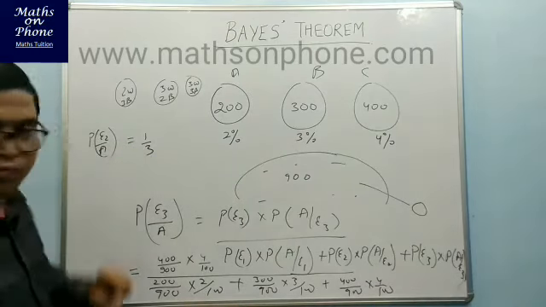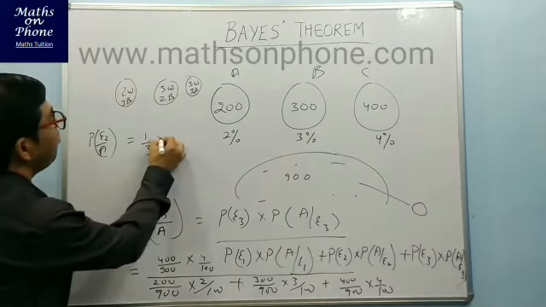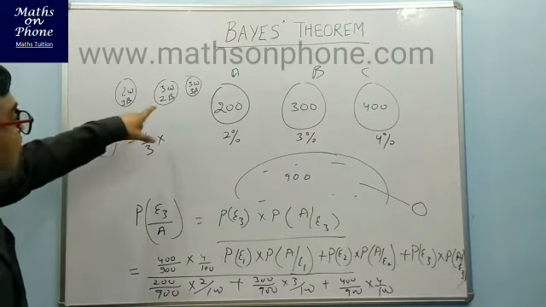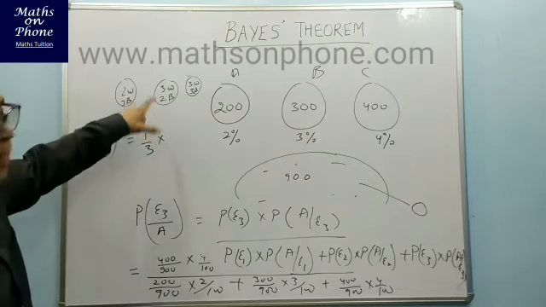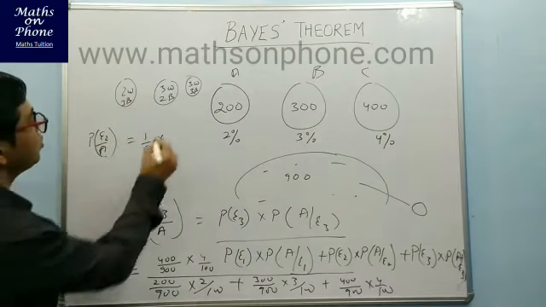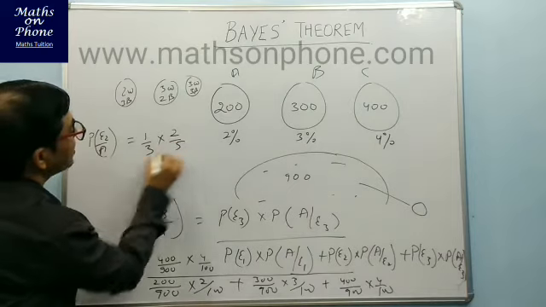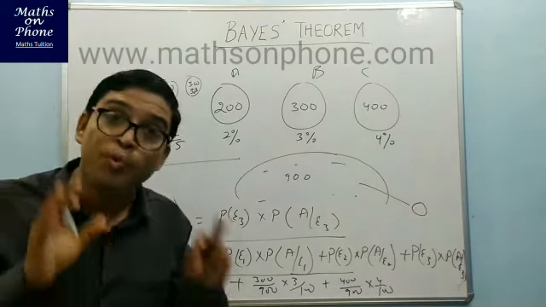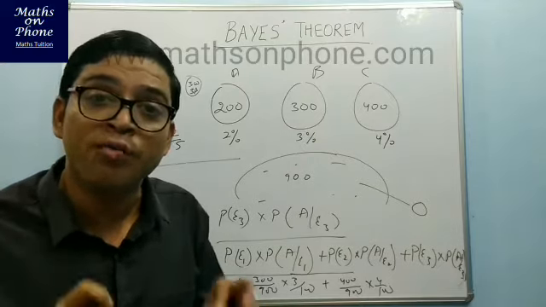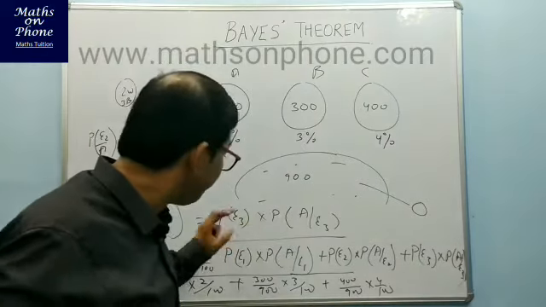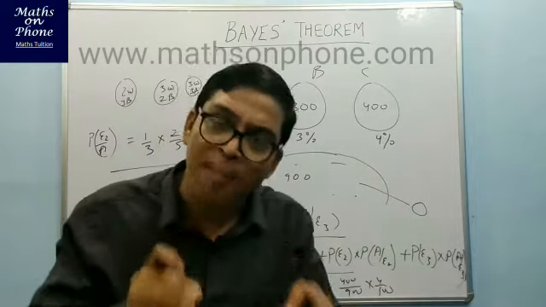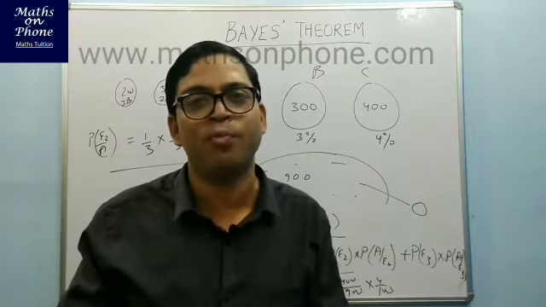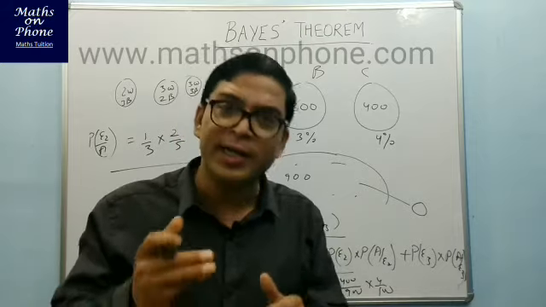So P(E2) is 1 by 3 into P(A by E2). That means black ball from bag number 2. So this is 2 by 5. Very simple, and write in the denominator the total thing. Hope you are understanding Bayes' theorem. Very simple. Just remember the theorem. You apply this. One prerequisite is understanding of conditional probability, which you have already understood.